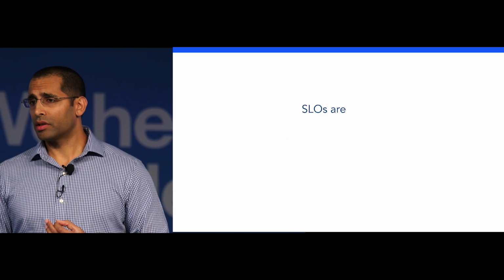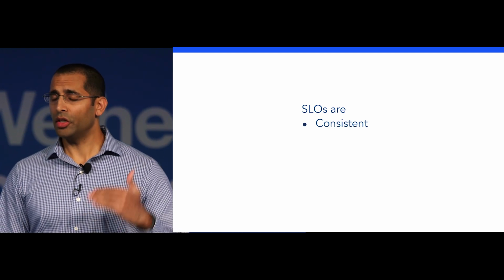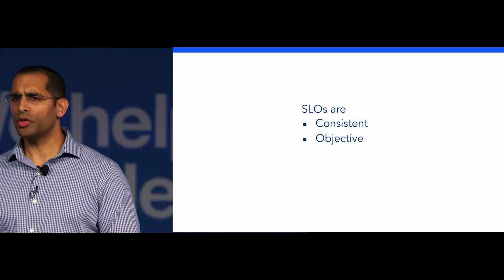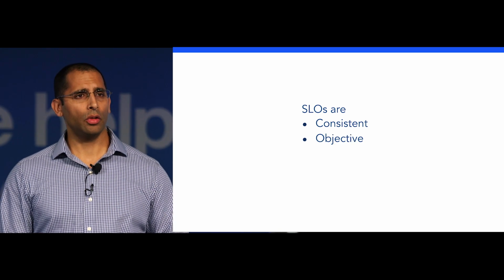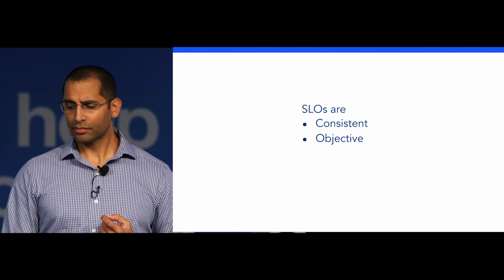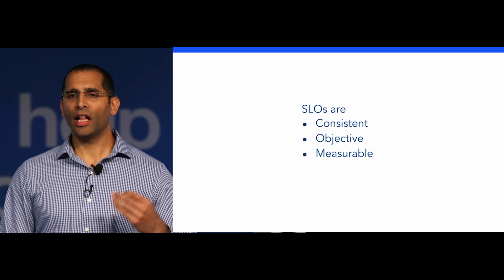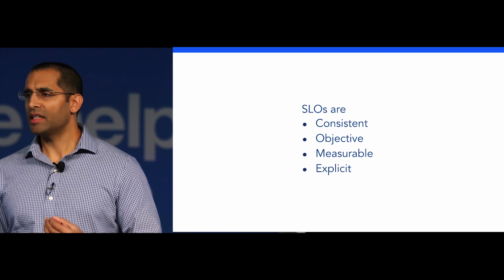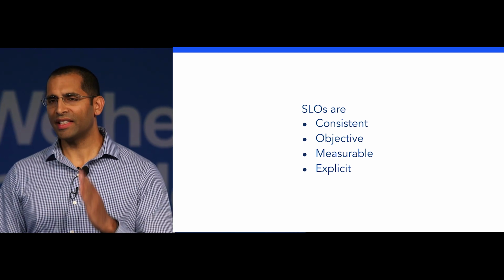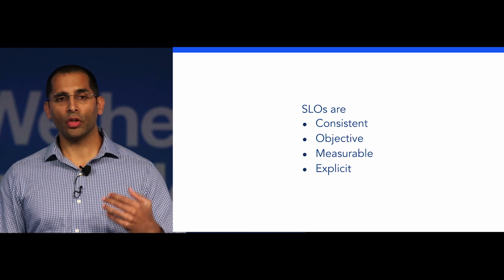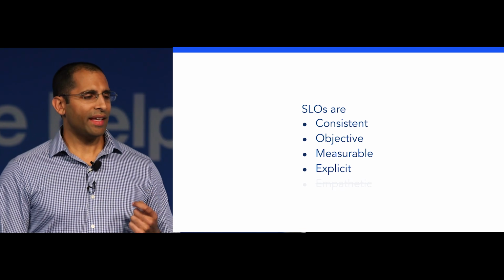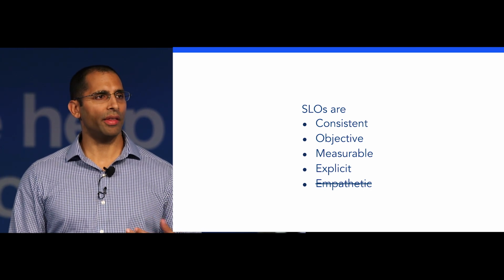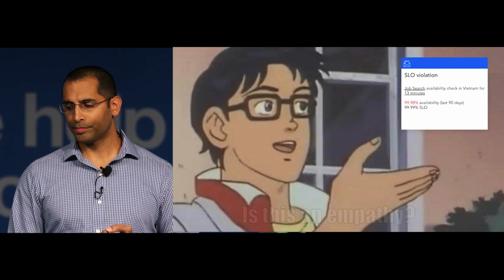Now, SLOs are great tools. SLOs are consistent. You set a target and you hold to that target. They're objective. The site's too slow. No, I think it's fine. Well, if you have an SLO, there's an objective understanding. They're also measurable. You can tell how far or how close you are to your SLO. And then they're explicit. It's not some intuitive, implicit understanding that people have. It's explicit. You can talk about it, you can think about it, you can analyze it and reason about it. But one thing they are not is empathetic. These tools don't have a built-in understanding of people. They don't have a built-in understanding of your users.